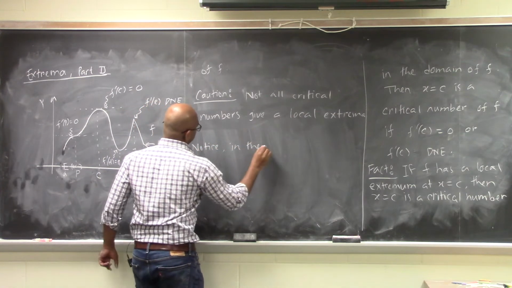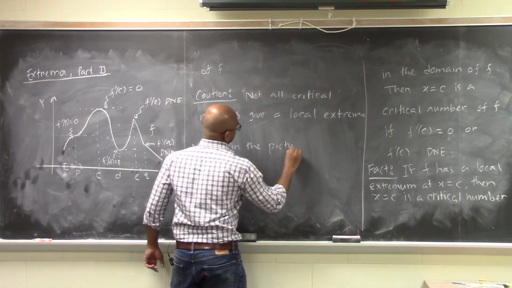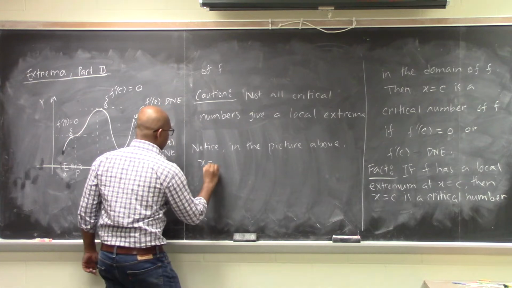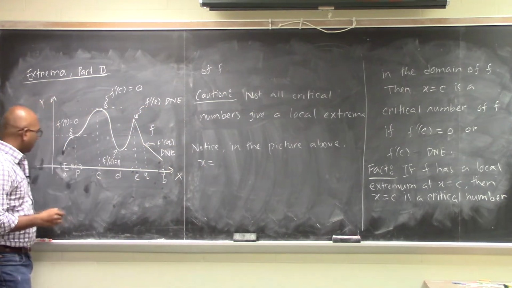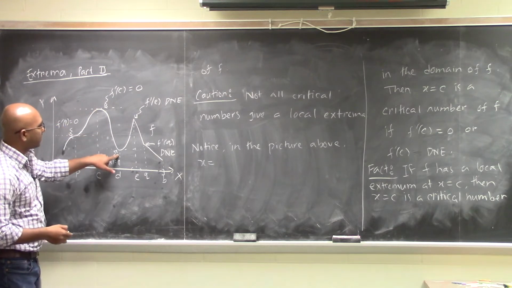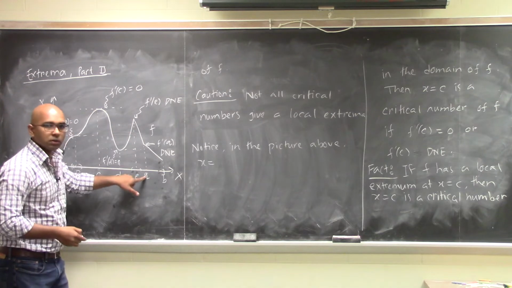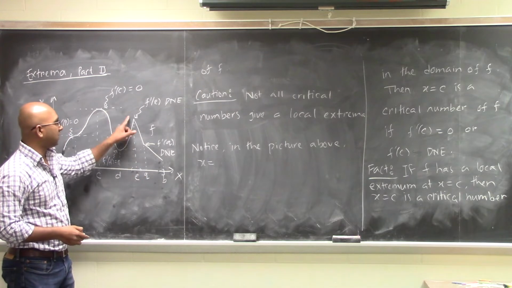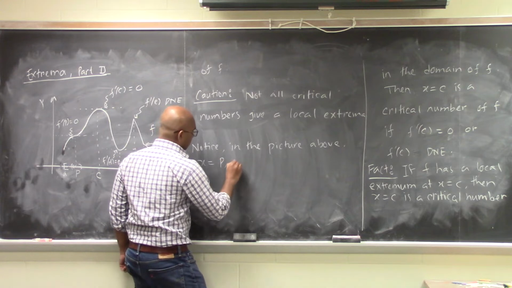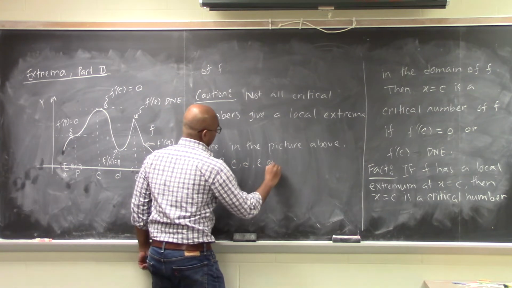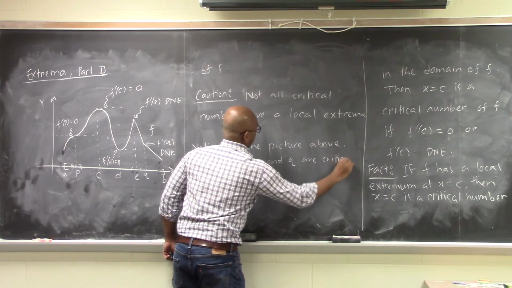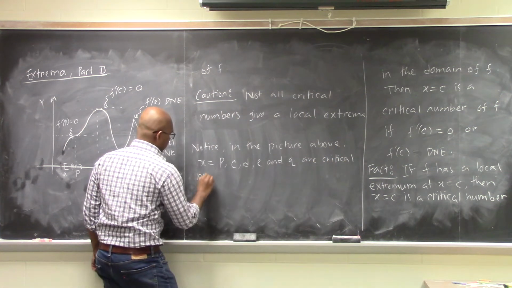In the picture above, x equal to, so let me list the critical numbers. P is a critical number because the derivative vanishes. C is a critical number, D is a critical number. E and Q, they are also critical numbers because the derivative does not exist at those two points, okay? In the picture above, x equals P, C, D, E, and Q are critical numbers. Critical numbers, okay?